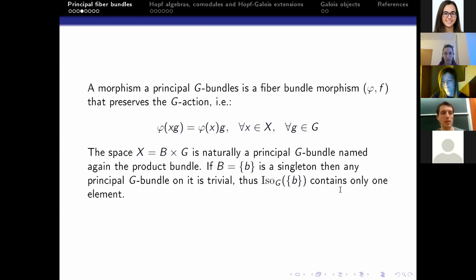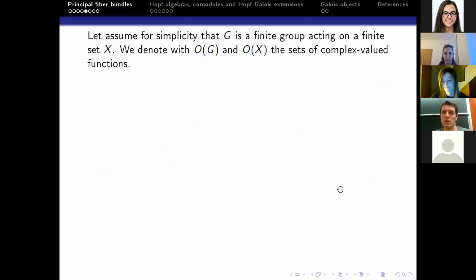Okay, nice. So far, so good, I hope. Now we want to pass to the algebraic world. We want to see how this bundle structure, given G, pi, and X, B, induces an algebraic structure.